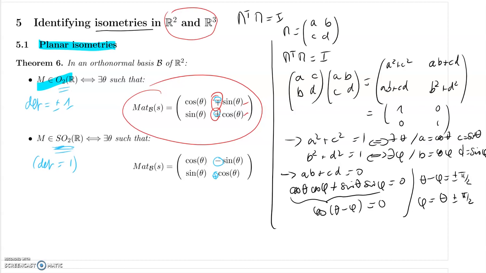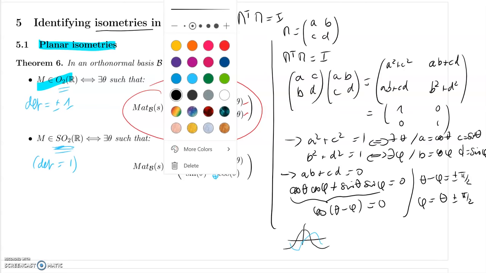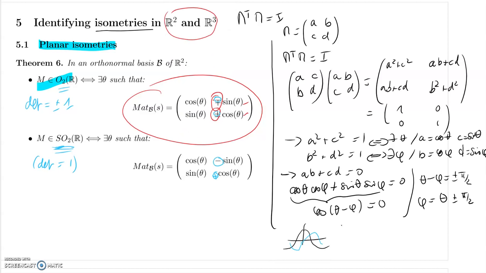We should remind ourselves that the cosine is this one, and the sine is the same one shifted by pi over 2. So what do we get? We get those shifting formulas that tell us that the cosine of theta minus pi over 2 is given by the sine of theta. That's the shift of pi over 2, and the sine of theta minus pi over 2 gives you minus the cosine of theta.